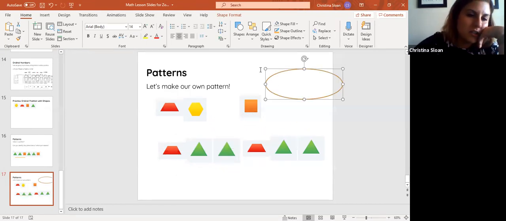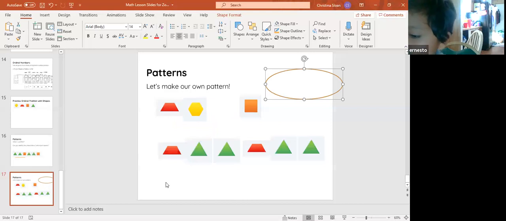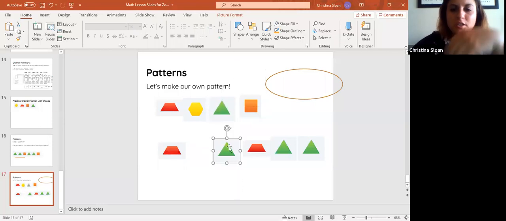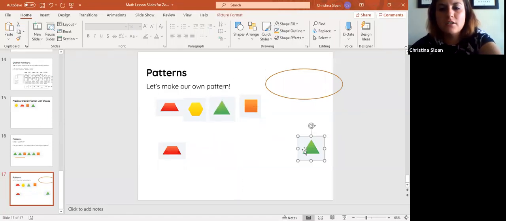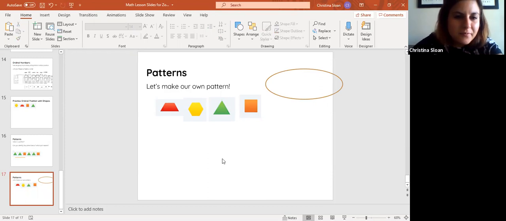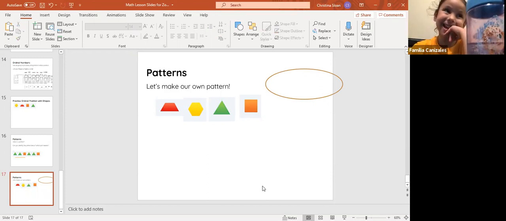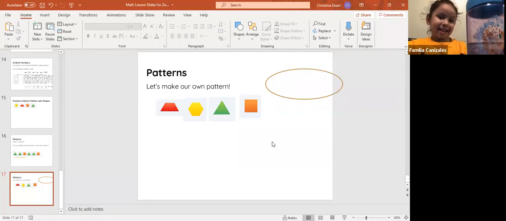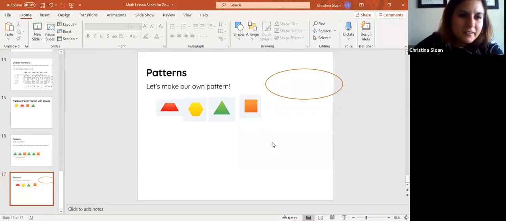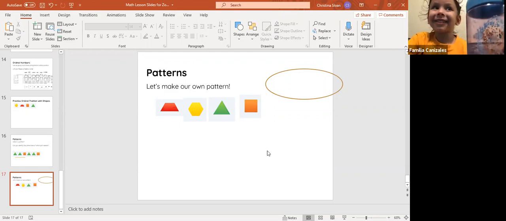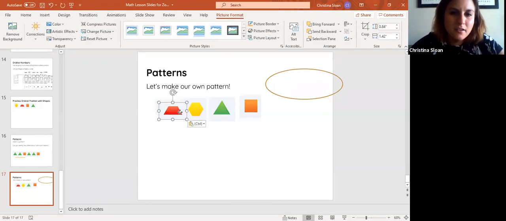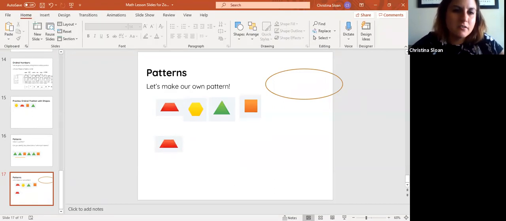And now we're going to do one more. Sophia, can you help me, please? Which shape or colors would you like to use for our patterns? Which colors or shapes do you want to use? And I'll help you make it. What's your favorite color? My favorite color is red. Red, okay, so we better use the red shape. Trapezoid. What else should we use? Which other color?